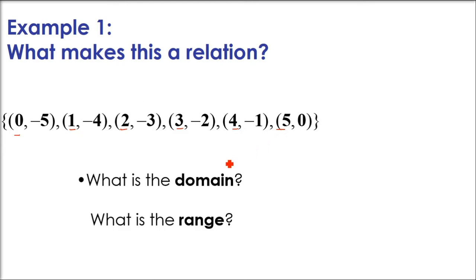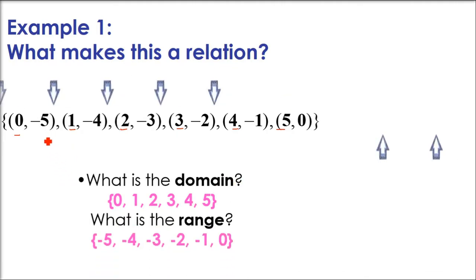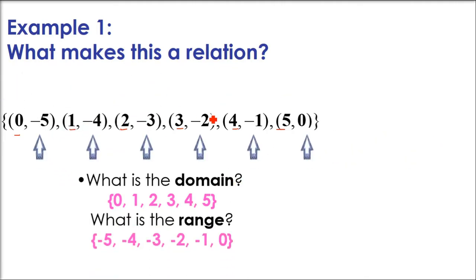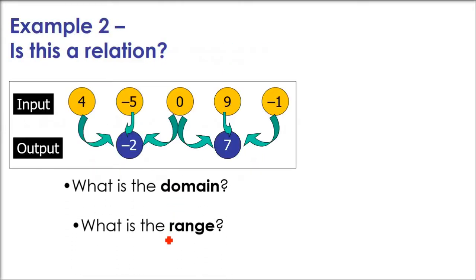In domain, we always take the first value, that is the X value. Always take the first value. In range, always take the second value: -5, -4, -3, -2, -1 and 0. Whether this is a relation or not, this is a relation.